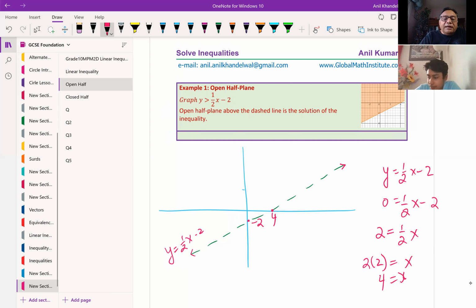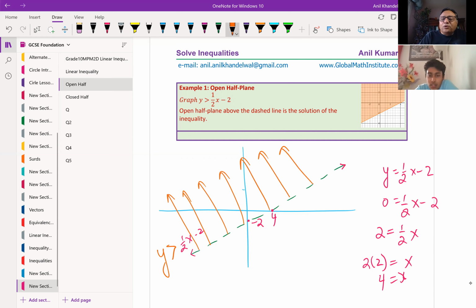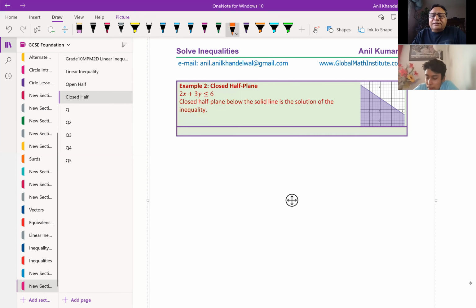Now we are interested in what? We are interested in a region which is y greater than half x minus 2, right? Which region will it be? It will be upwards, correct? Open half, correct. So that will be the open half with the dotted line, the solution for the given question. Is that clear to you? Yes, sir. So that is how you actually graph the solution of an inequality on the coordinate plane, correct?